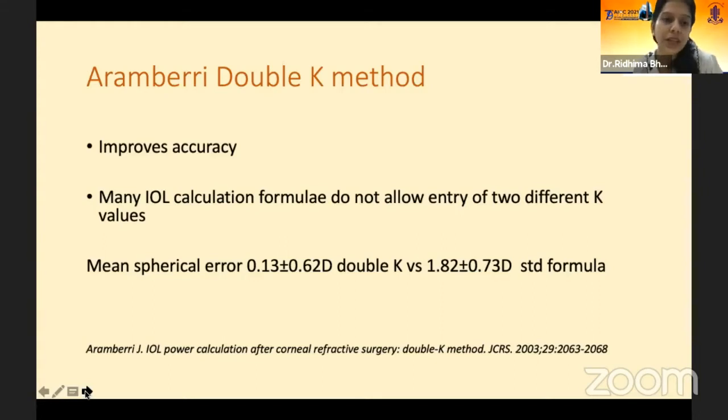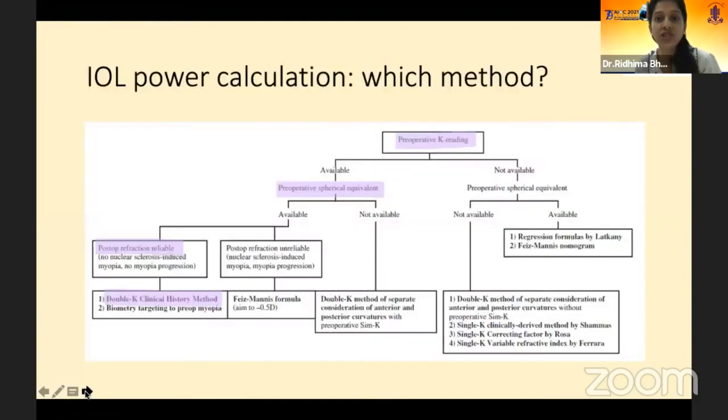It has earlier been used for only the SRK-T formula, but now it has been included in the Holiday 2 program, the Hoffer Q. However, not all formulae allow the entry of two separate values of keratometry. So just to summarize what formula to use, depending on what history is available: if you have the pre-K reading as well as the pre-laser refraction as well as the post-laser immediate refraction, we can go ahead with the clinical history method.